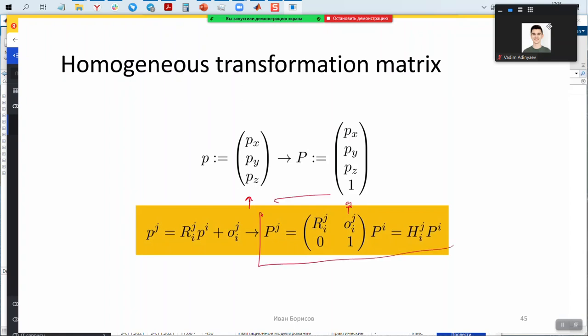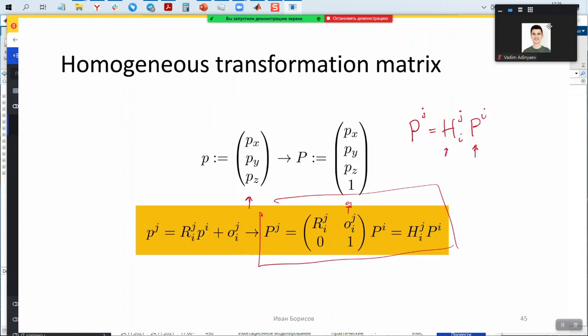And if we do this, we will be able to write this stuff. So we can express the position of a point in frame J as equal to the homogeneous transformation matrix times P I. If you have numbers that express the position of point P in the frame I, then you can multiply it with the homogeneous transformation matrix to get the position of the same point P but expressed in another frame J.